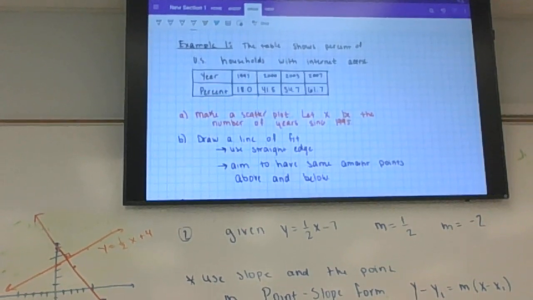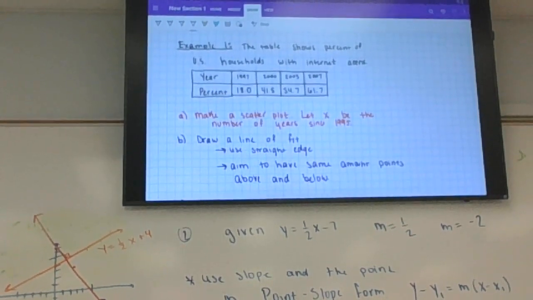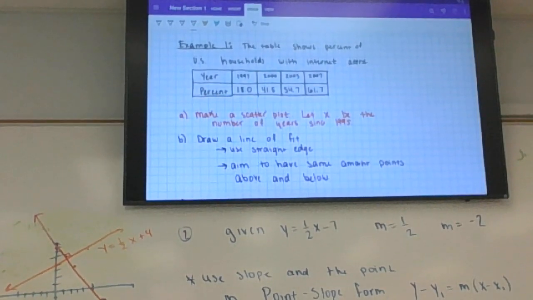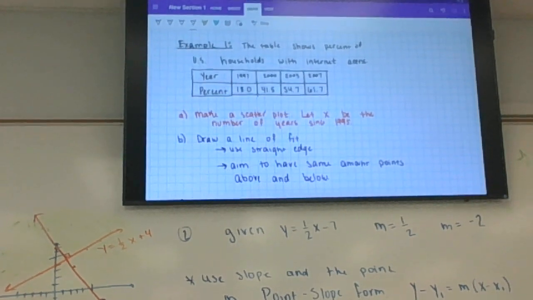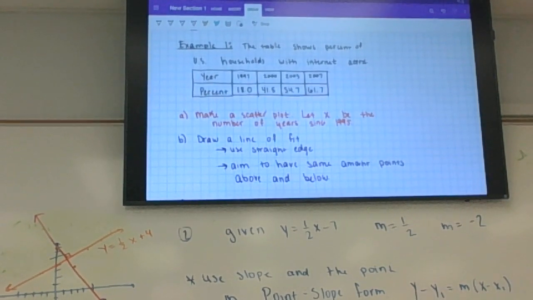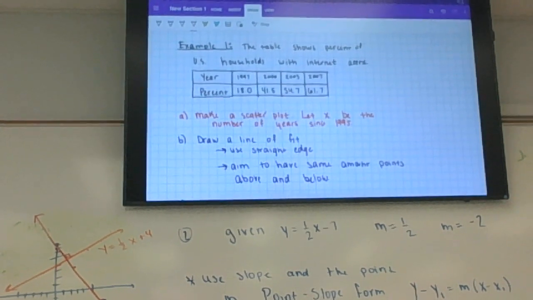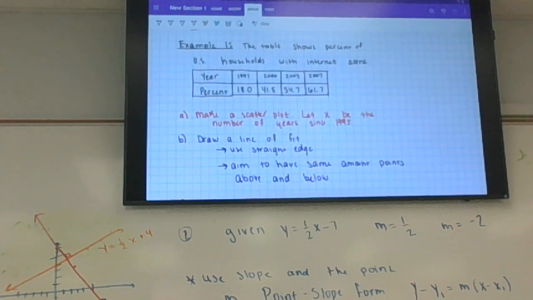So down here, X is gonna be the number of years since 1995. So this is like 0, so that must be 1995. 1, 2, 3, 4. And then the y-axis is going to be the percent of households in the U.S. that have access to the internet. Interesting. So we got to go up to 60. So maybe we just go by 10. Go upwards to 60.